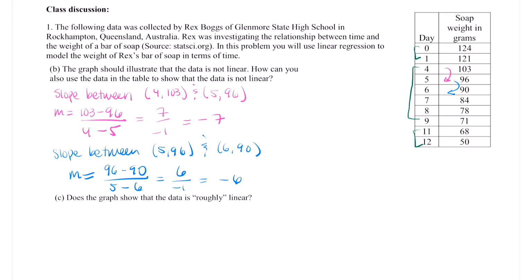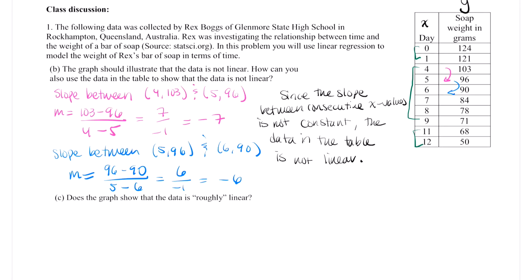So since the slope is not constant, that is, the slope between these two values is different from the slope between these values, we know this is not linear. And I'm calling this x and this y, especially since I'm specifying x in my answer.